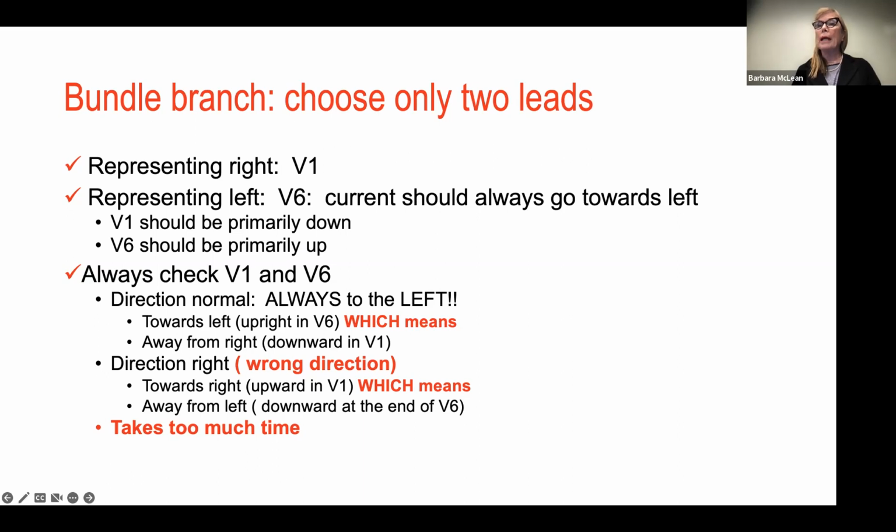So there are two leads that we're going to choose on a 12-lead EKG. One will represent the right heart, that will be V1. And on our 12-lead EKG, the lead that represents the left heart will be V6. Now, doing V1 and V6 are really meaningful when I have a 12-lead EKG to try to differentiate VTach from bundle branch block wide QRS tachycardia.